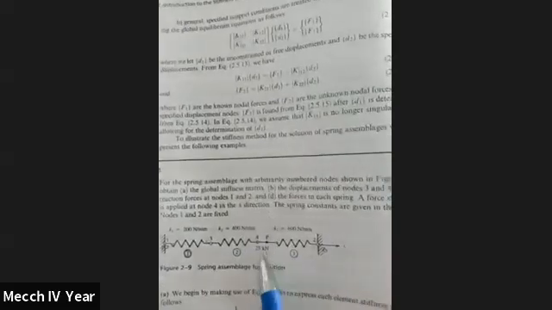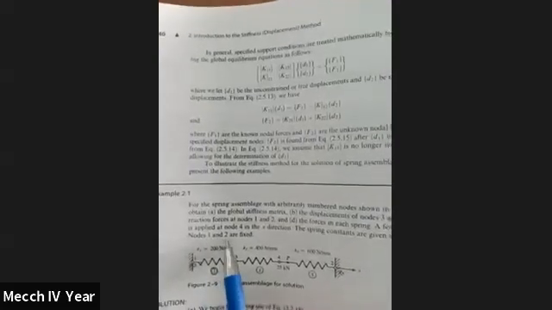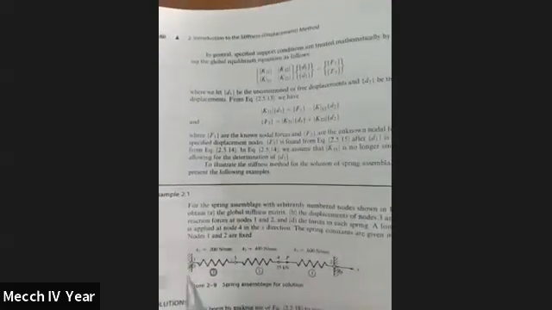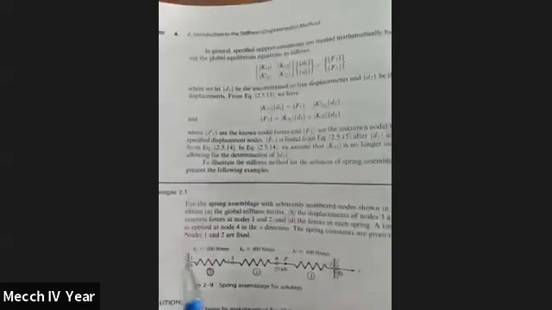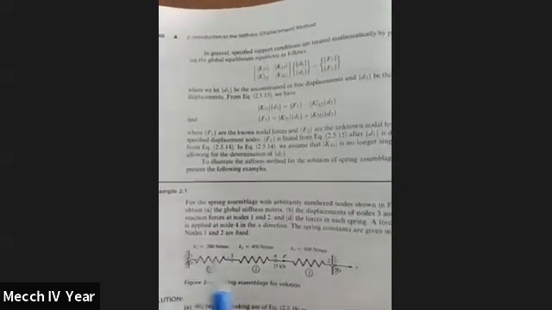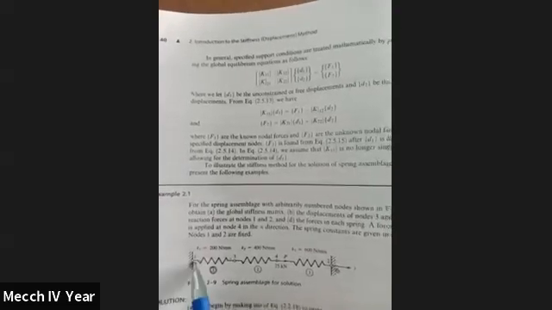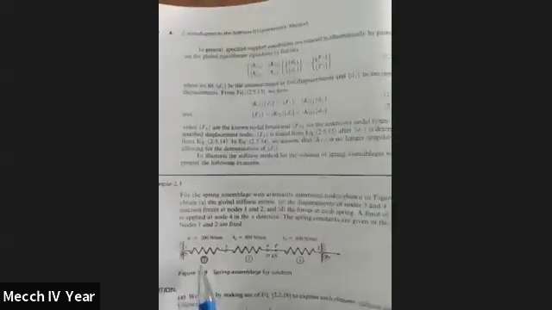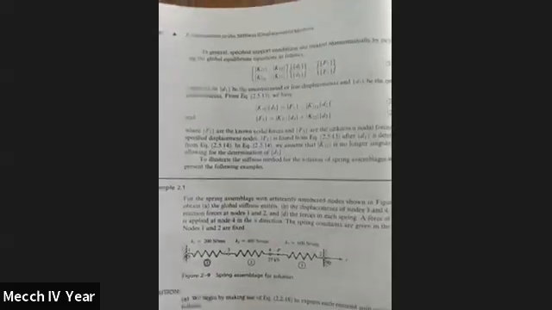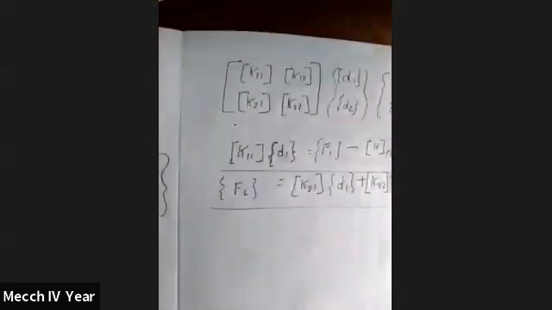In the x direction, the spring constants are given in the figure. Nodes 1 and 2 are fixed. So these 2 are fixed. Fixed ends are given, so at fixed ends there are reactions. How much reaction will happen here? We need to find this out. So how will you find it? You see this.